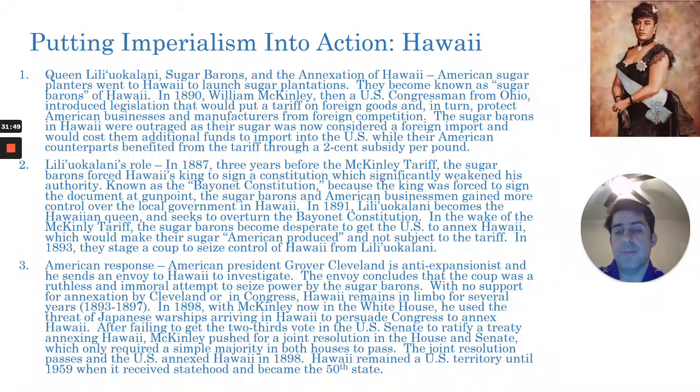So after that failure in the Senate, McKinley pushed for a joint resolution in the House and the Senate, which only required a simple majority from both houses to pass. The joint resolution did pass, and the United States officially annexed Hawaii in the summer of 1898. Hawaii would remain a U.S. territory until 1959, when it received statehood and became the 50th state.